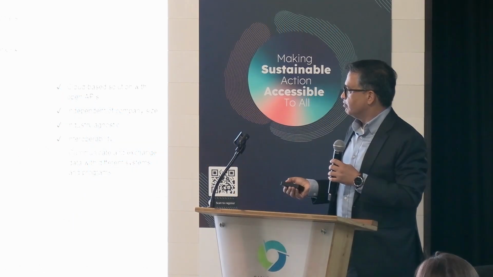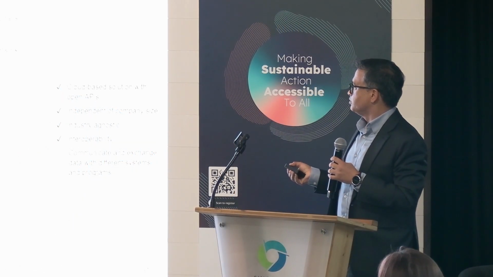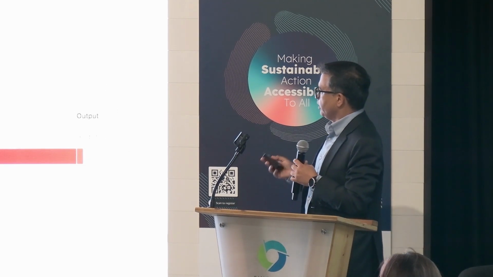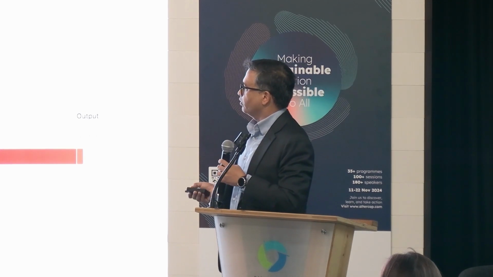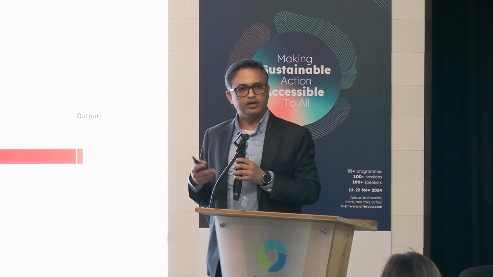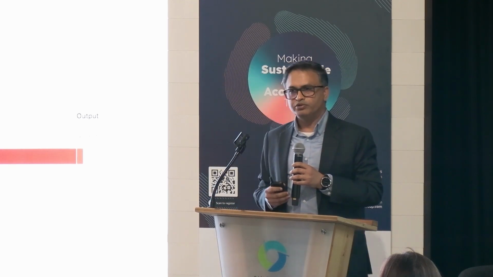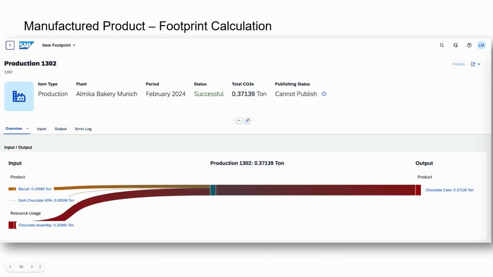And once you have done the calculation of your own product, this also can help you to share your manufactured product emission with your customer as well. So it actually collaborates from both sides with the WBCSD PACT framework as well as the Catena-X framework. And for manufactured product, this looks into the bill of material and routing, which is anyway in the ERP, and does the calculation for you.